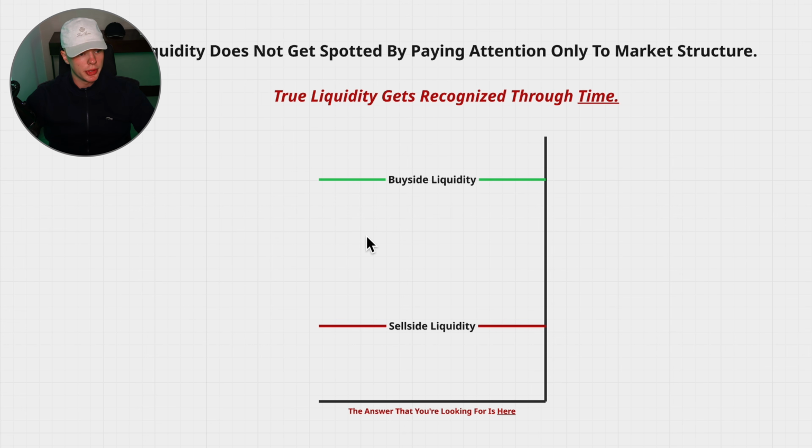Liquidity does not get spotted by paying attention only to market structure. That is what I outlined throughout the beginning of this video as well. True liquidity gets recognized through time. Meaning, you probably already know that buy-side liquidity is resting above old highs and sell-side liquidity is resting below old lows. However, you've never been able to figure out what liquidity pools actually matter. The reason why it is the case is because you have been too fixated on those visual schematics of market structure, of price patterns, etc. The answer that you're looking for is down here. And that is on the time axis.